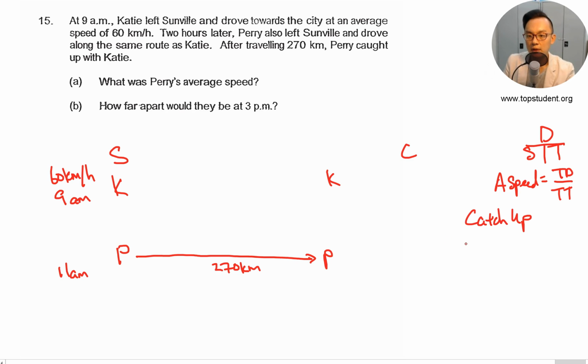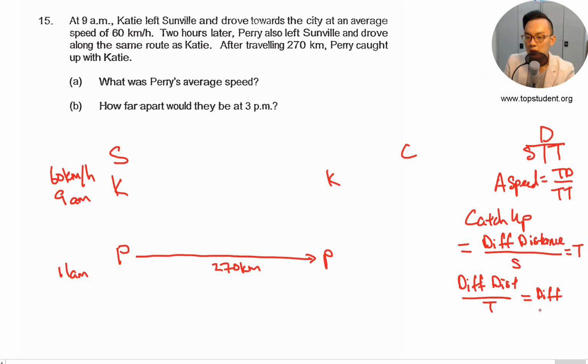So the formula for catch up is your difference in distance divided by your speed. You get your difference in time. If you use your difference in distance divided by time to catch up, you get your difference in speed. Alright, so that's the formula, and you have to know this formula.